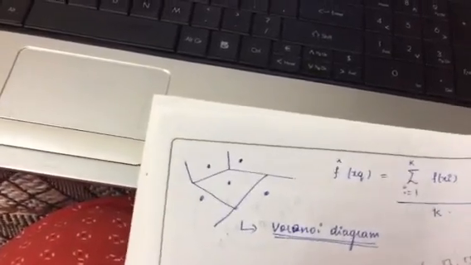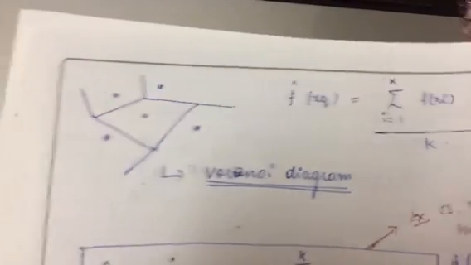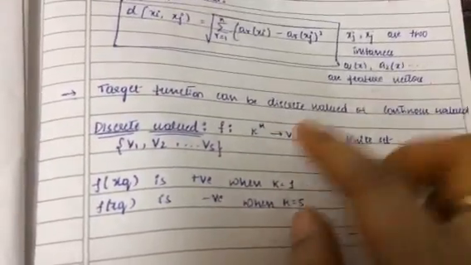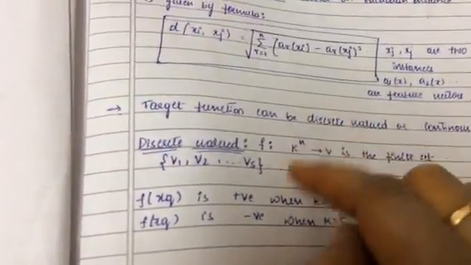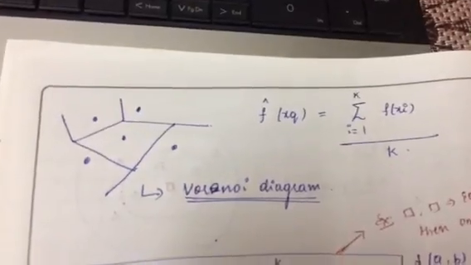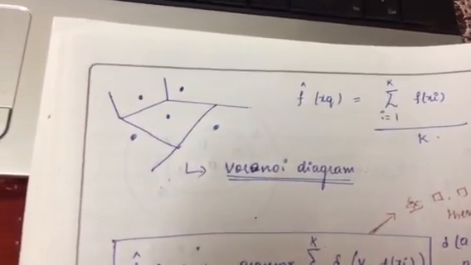Now if it is a continuous valued target function, the shape of the decision surface. So what is meant by decision surface? The decision surface means when you have a query point and how you are going to classify it, that complete area is called a decision surface.